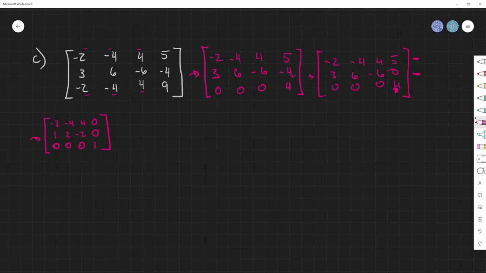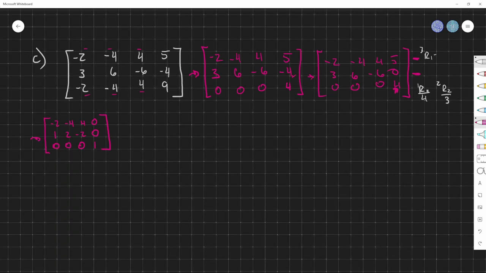So, a quick recap: I divide by 4 for row 3, I divide by 3 for row 2, and I also subtract R1 minus 4R3. So this was the first step, second step, and this was the third step. No, not 4, it's 5 R3. There we go. All right, cool.